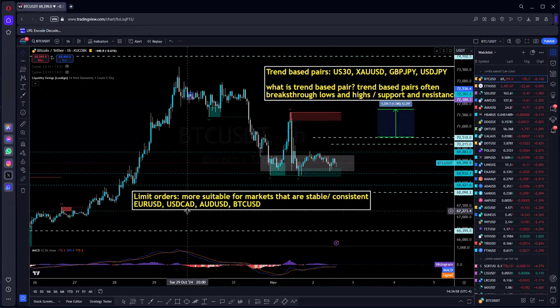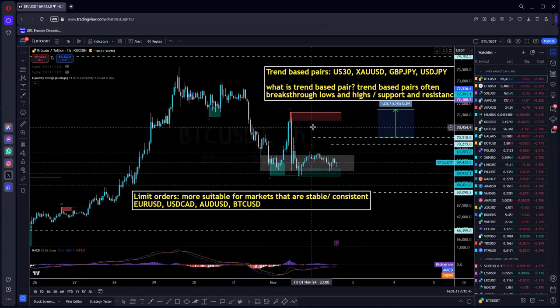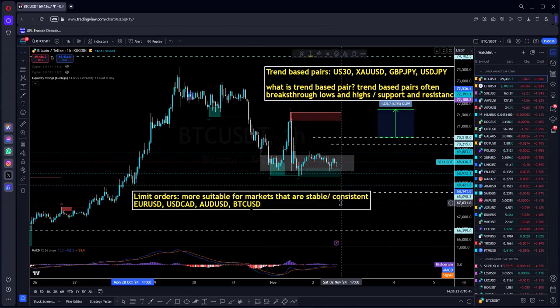I'll give you an example. Let's say there's non-farm payroll, like we just had yesterday. You could use the stop orders on USD/CAD. You could use the stop orders on BTC. I just would not recommend it because they're not going to share the same level of volatility. And for stop orders, volatility is your best friend. Volatility is key to making a significant profit.